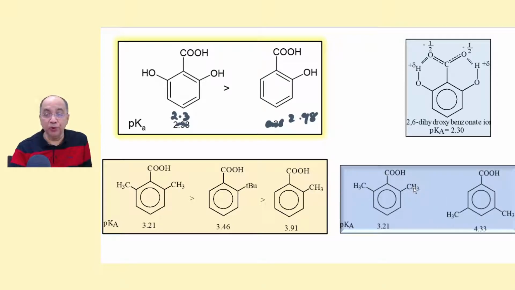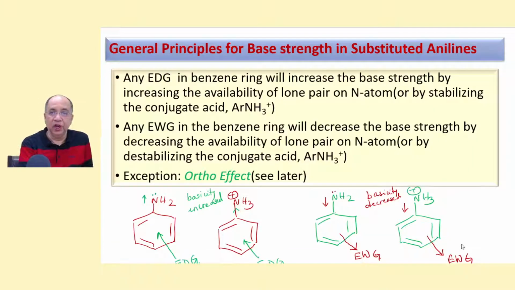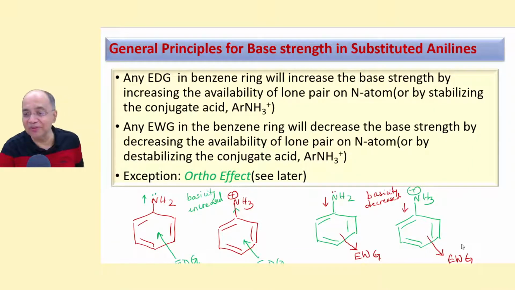Similarly, if you put methyl at the ortho position and meta position, you will find there will be no ortho effect here, no SIR here. So this will be a stronger acid than the meta dimethyl. This is 3,5-dimethyl benzoic acid. This is 2,6-dimethyl benzoic acid. Now, time for aniline.